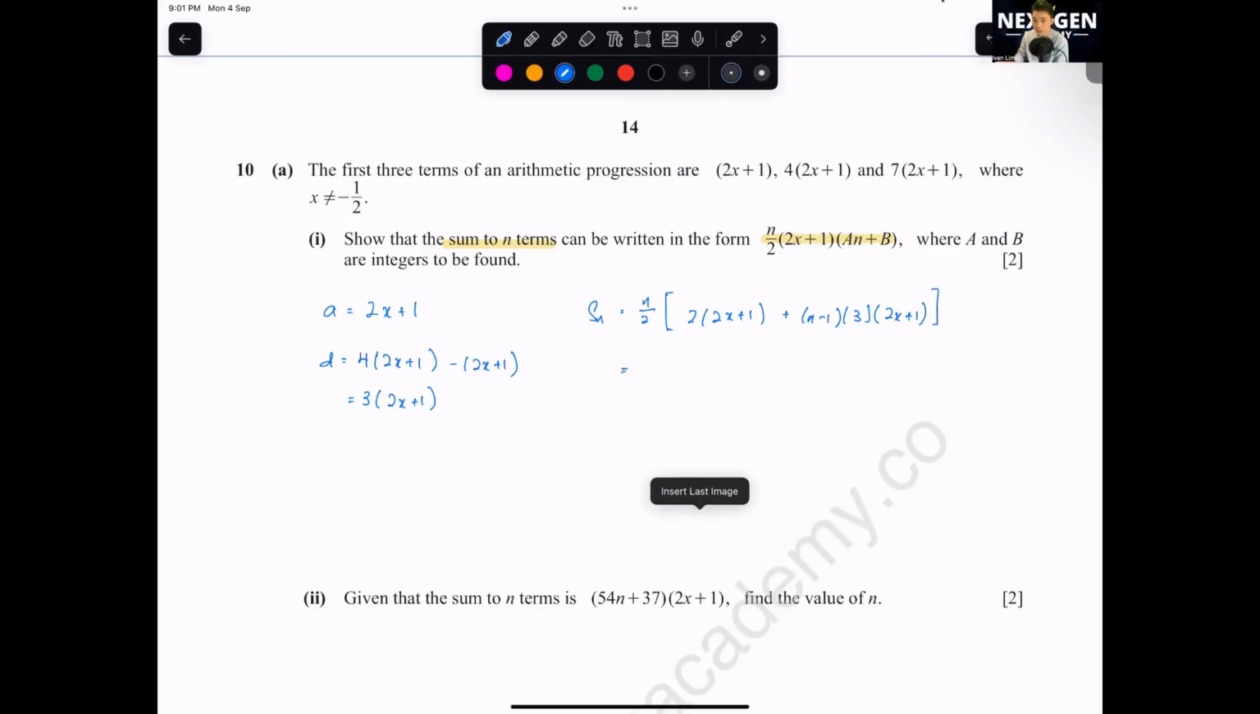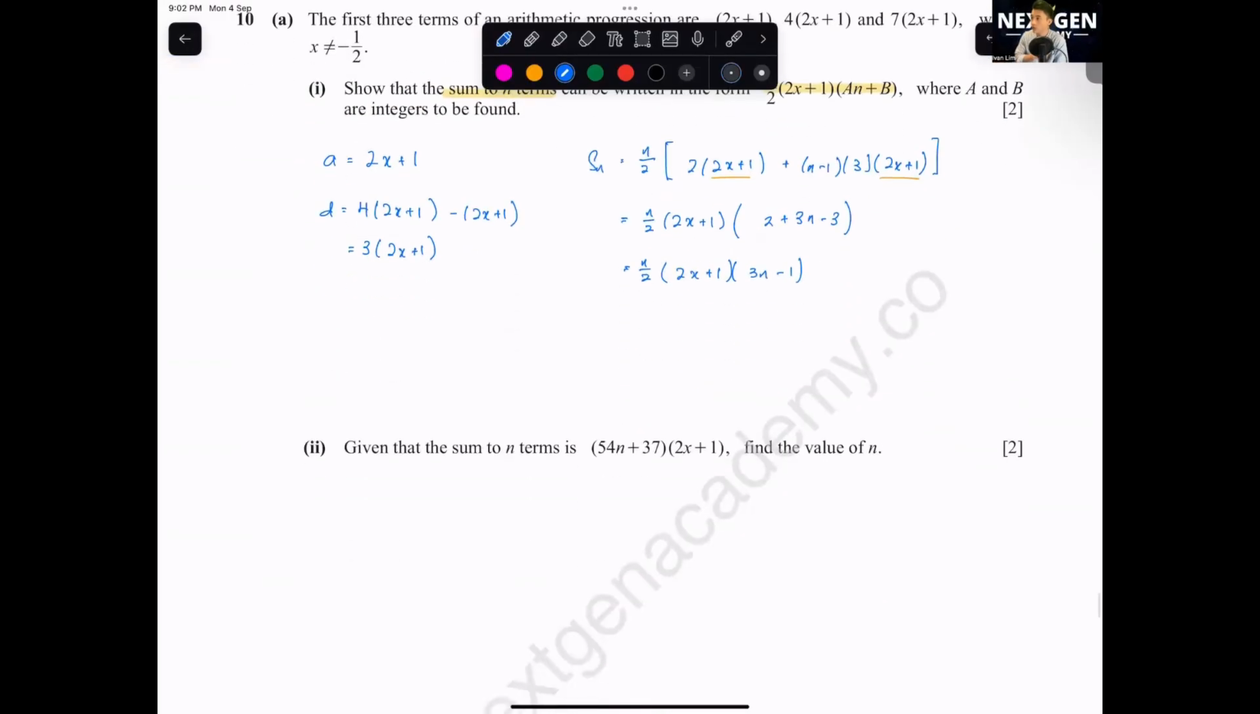You look, they want it in that form, right? n over 2 times (2x plus 1). So we are going to factorize out this part here, and leave whatever remains in the bracket. So n over 2 times (2x plus 1), and the bracket is still left with 2 plus 3n minus 3. So here will become 3n minus 1, where my a is 3 and my b is negative 1.